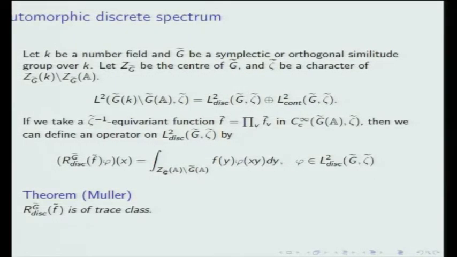So the main purpose of the stable trace formula is to stabilize the trace of this operator. And what I mean is that you want to express this as a stable distribution, a sum of stable distributions on the endoscopic group.